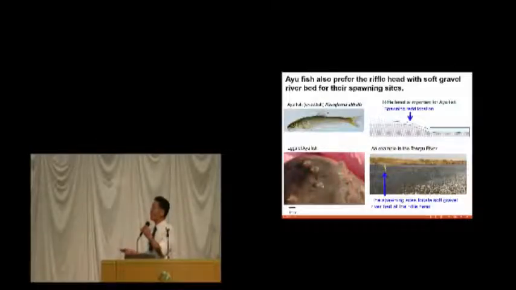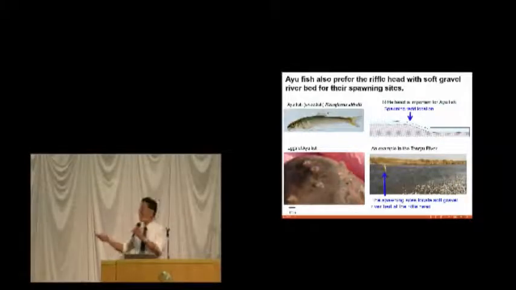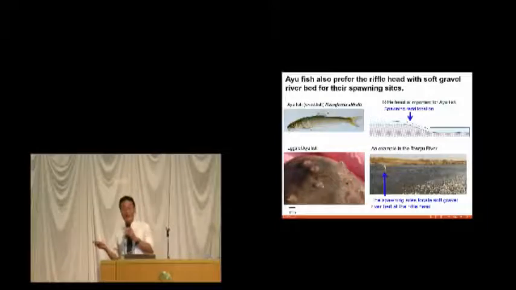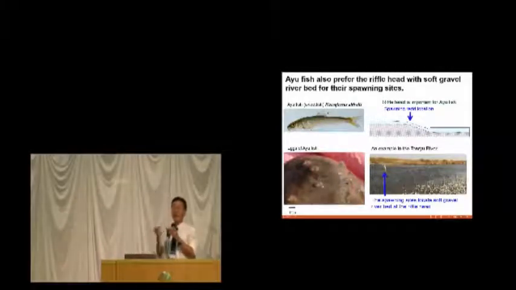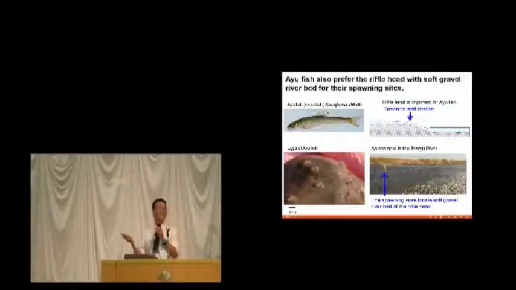This fish is very famous in Japan because the fishermen are fond of it because of its taste. The taste is not sweet, but it smells like watermelon. That's the reason why this fish is called sweet fish. And they also spawn at the reef head. Like this egg. The diameter of the egg is only 1 millimeter.